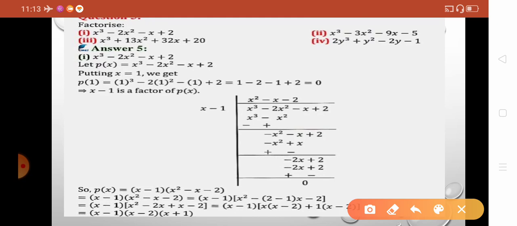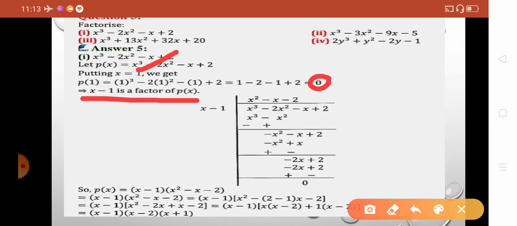Hit and trial method means you have to check whether this polynomial has a factor x minus 1, then x plus 1, x minus 2, x plus 2, and so on. You will keep on going till you get a factor. So here we get the factor x minus 1. Whenever you put x equal to 1 in the given polynomial, you get the answer 0. That means x minus 1 is a factor of the given polynomial.